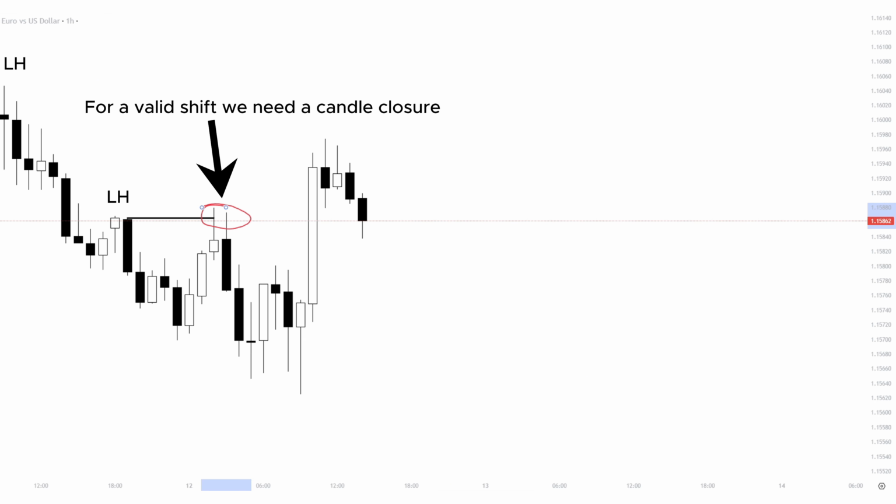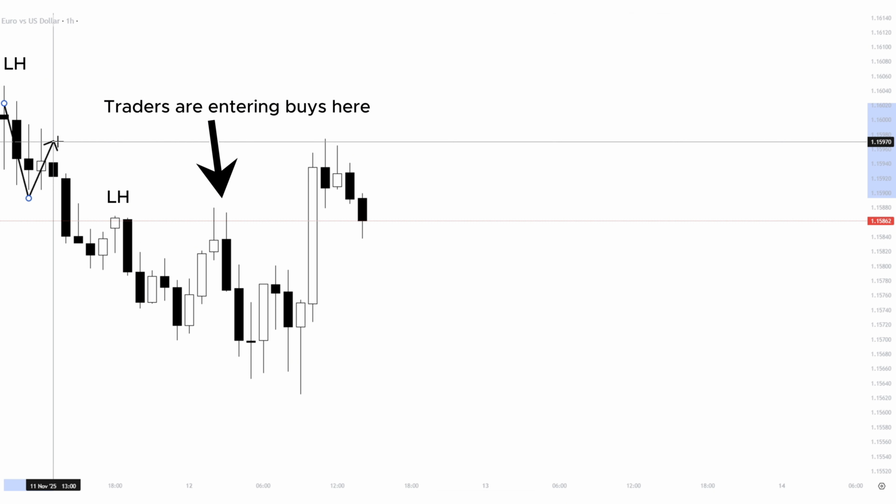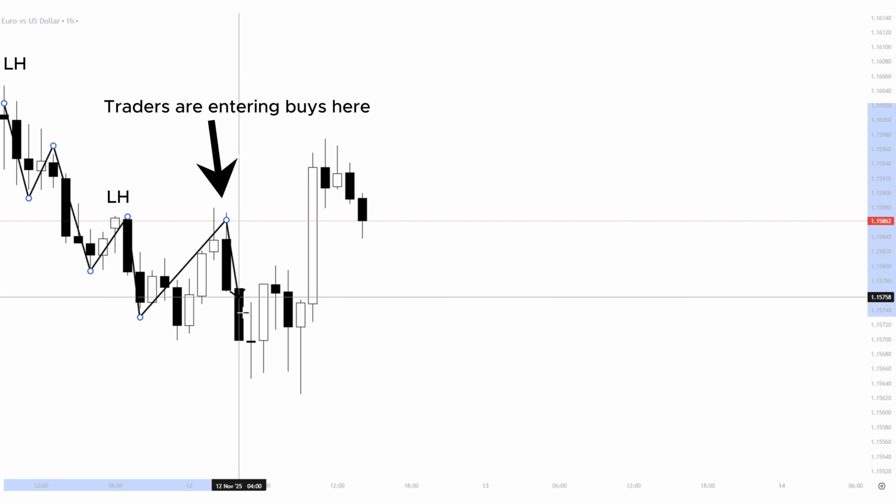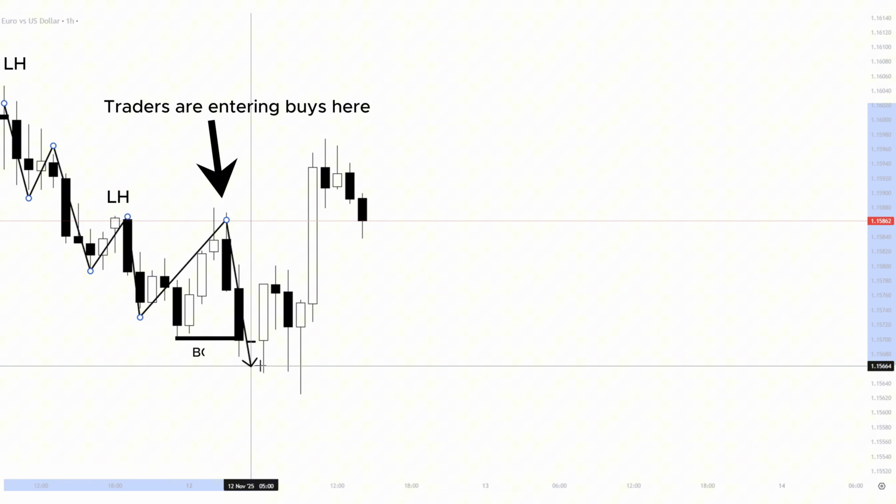For an actual valid trend shift, we need a candle closure above the previous high. This is a very important factor because if the market wicks above, it not only shows that it's not a valid reversal, but it also indicates a higher probability for a trap or liquidity sweep. So traders are getting fooled by this break and start entering buy positions and so on. But later, we see that the market continued to the downside one more time, breaking below the previous low, holding lower lows one more time.